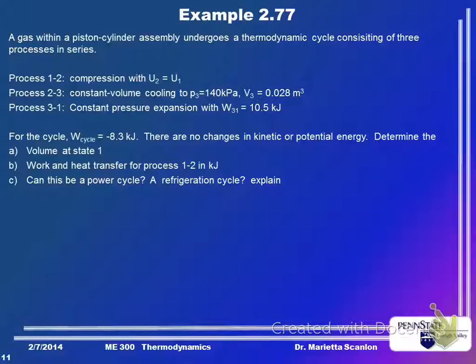So U is internal energy. Process 1 is a compression with U2 equal to U1. Okay. 2 to 3 is constant volume cooling, and you're given a P3 and a V3. And 3 to 1 is a constant pressure expansion, so P3 equals P1. And you're given the work as a positive 10.5 kilojoules for that process.